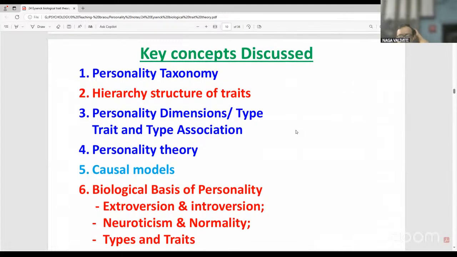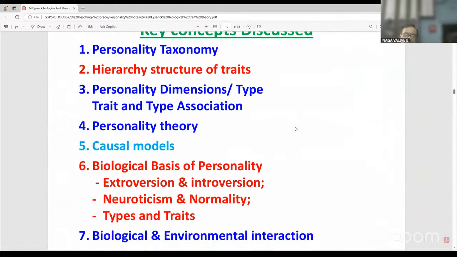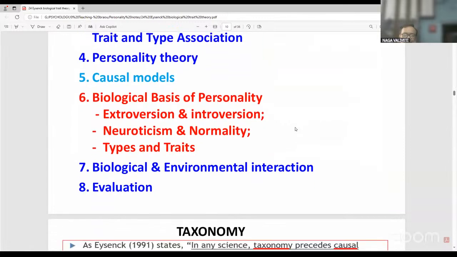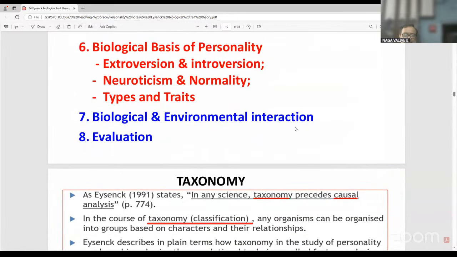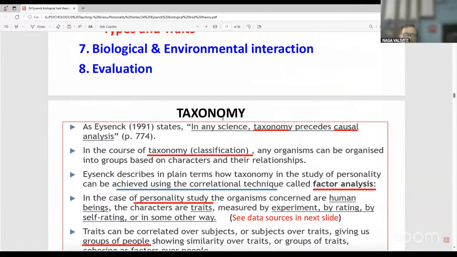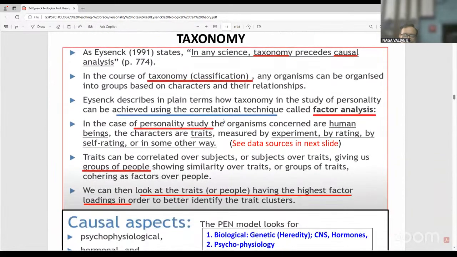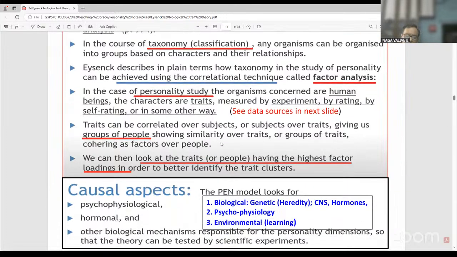What are the topics we will study here? Personality taxonomy, structure, type and traits, personality theory, causal relation, biological basis, and biological and environmental interaction and evaluation. Taxonomy means classification. From factor analysis, he came out with certain traits or behaviors. First, he observed routines. Related routines will become habits, habits will become traits, and traits will become types. This is the hierarchy from below upward.